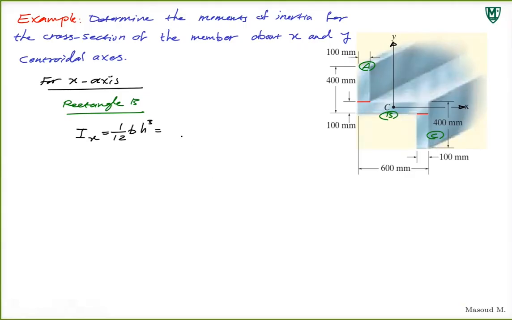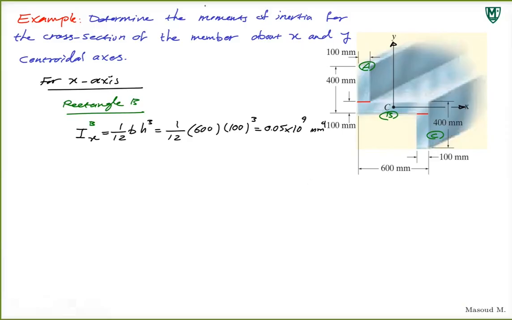Exactly. Thank you. So that would be 1 over 12, 600 times, sorry, 100. Thank you. All right, so that becomes Ix for this. Let me see if I have the number. I do have the number. So it's 0.05 times 10 to 9 mm4. And let's just put this Ix for rectangle B.